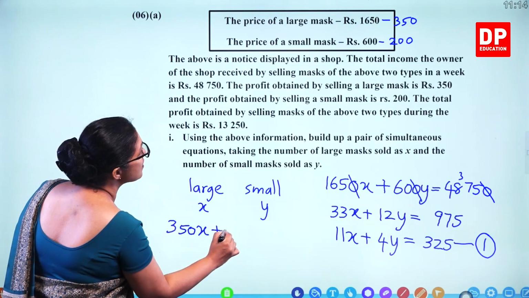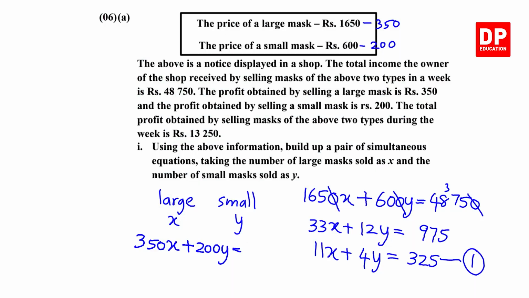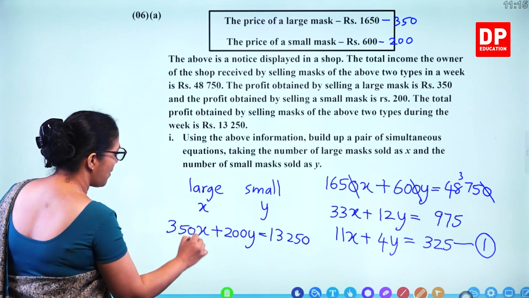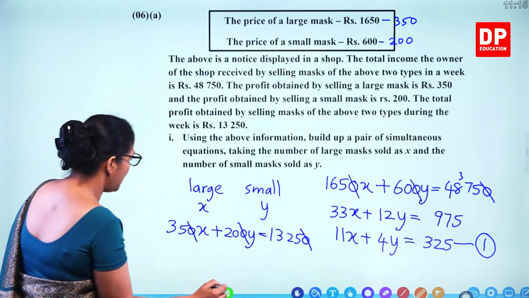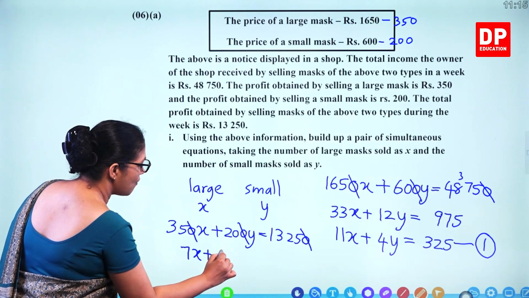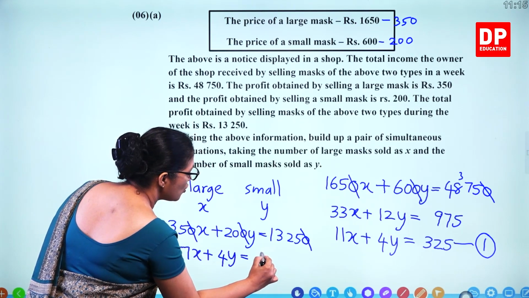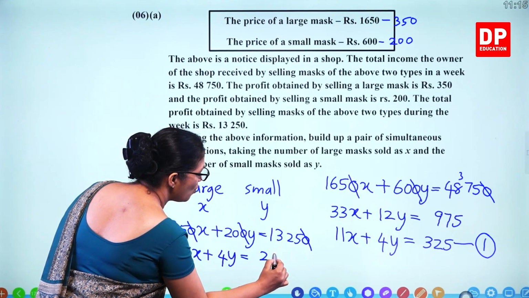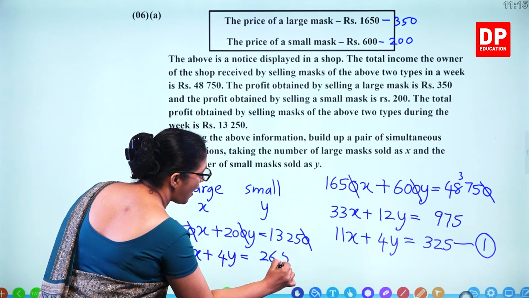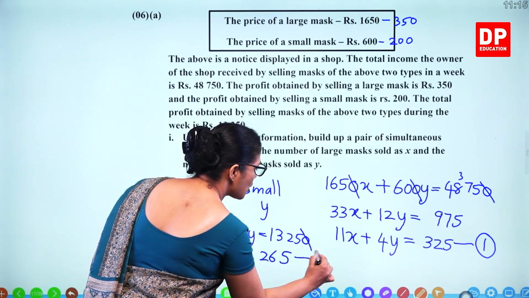350x plus 200y is equal to 13,250. So, we can divide by 10 and divide by 5: 7x plus 4y equals 265. So, that's your second equation.